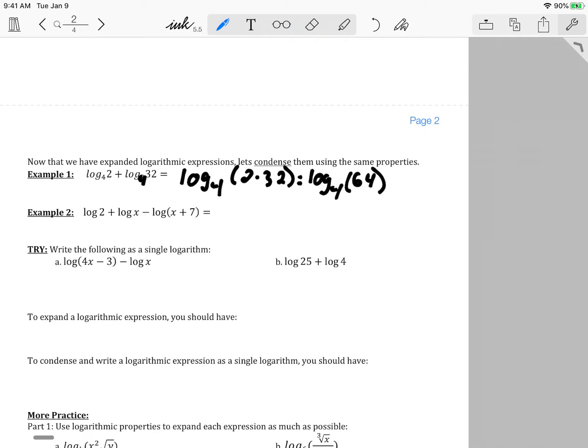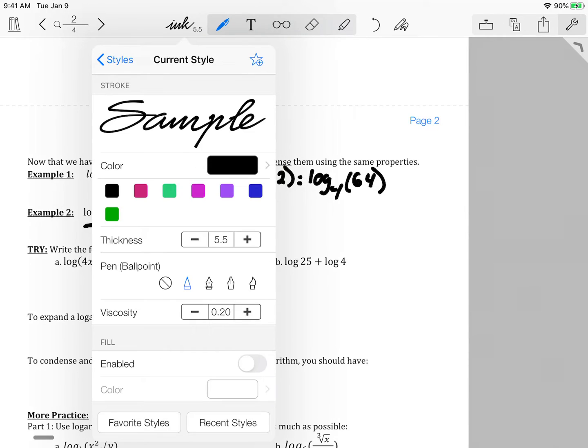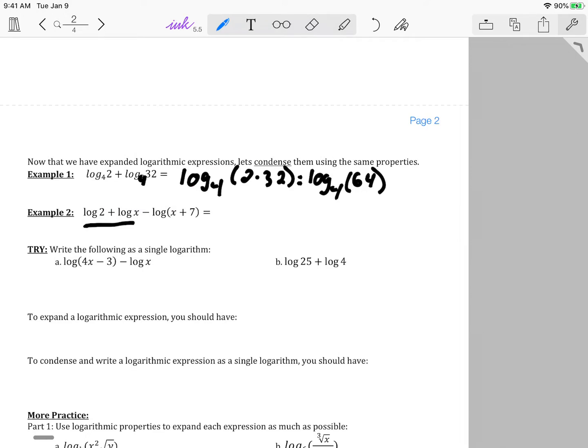Okay, next part. So I have log of 2 plus log of x minus the log of x plus 7. So let's deal with this part here first. Okay, so addition goes with multiplication. So that's the log of 2x minus the log of x plus 7.